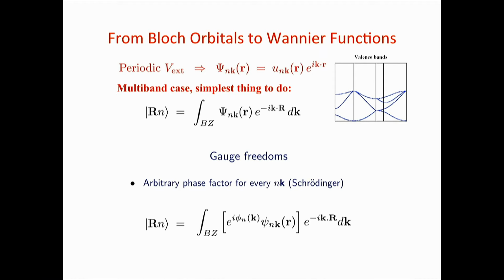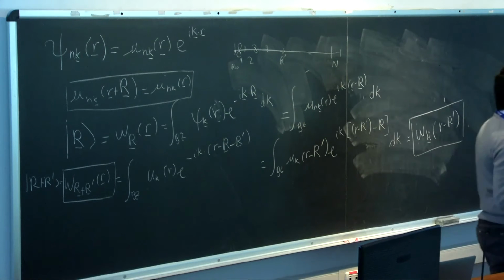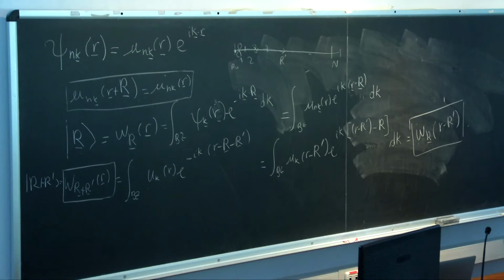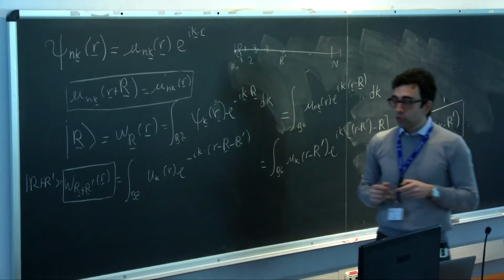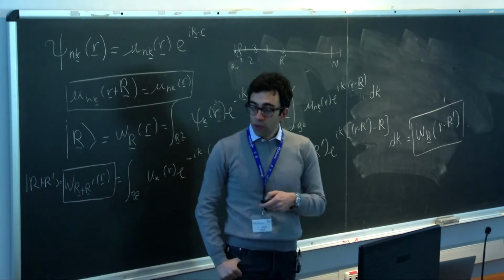However, if you think about it, here you're doing a Fourier interpolation. You're integrating over the Brillouin zone, but if at each point I change my phase, also the Wannier functions will change. So by changing this phase, the shape of these real space Wannier functions will change. And what we will want to do is to choose the best phase, in a sense, that localizes the Wannier functions. But this is not the most general thing you can do. So that's one thing you can do.